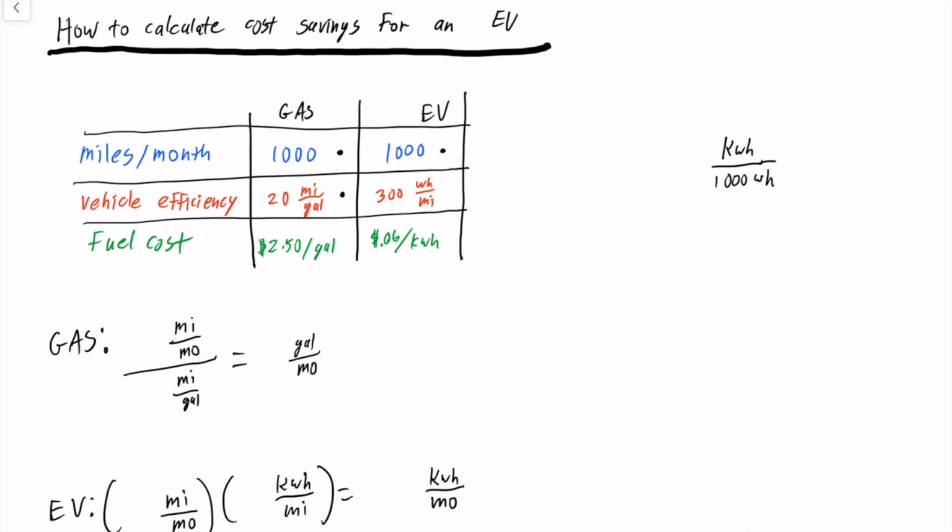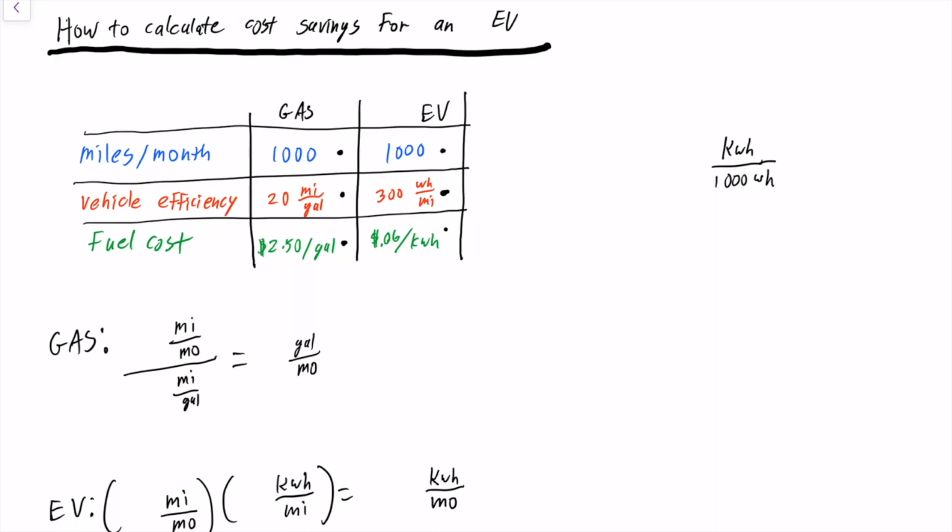And electric vehicles are a little bit different. They're measured in watt hours per mile. Our Tesla Model S gets around 300 watt hours per mile. And then we're going to need to use the fuel cost. For this example, I'm going to use $2.50 per gallon for gasoline, and where we live, we pay about 6 cents per kilowatt hour for electricity.